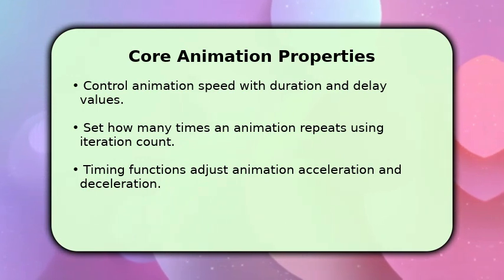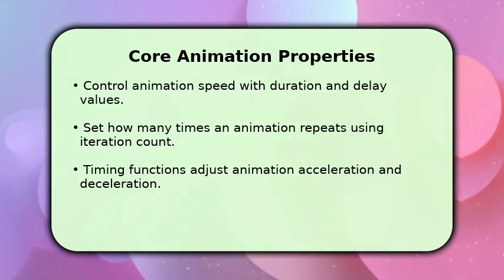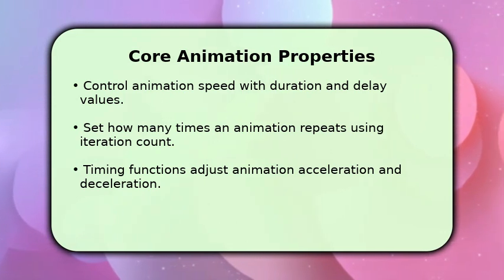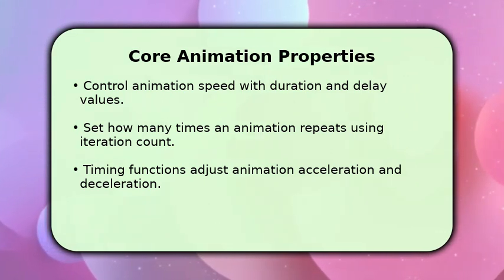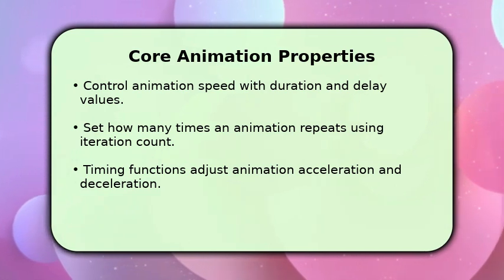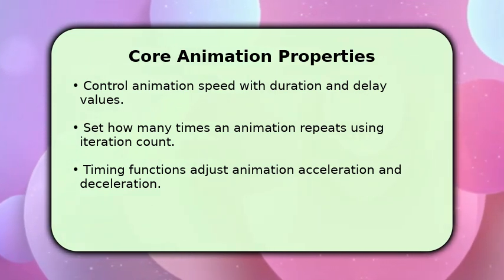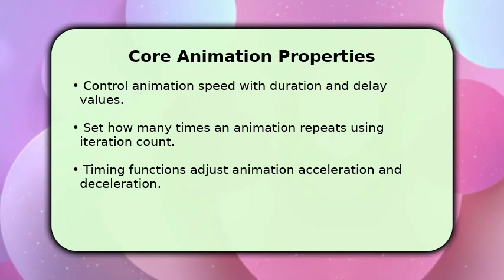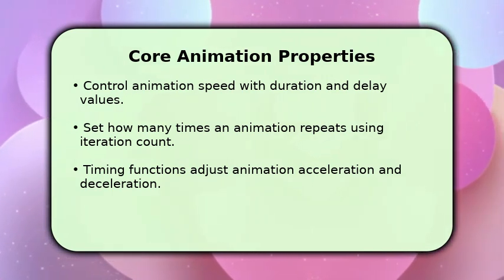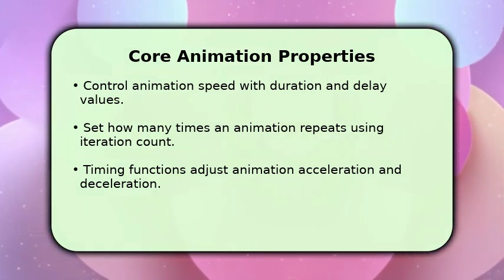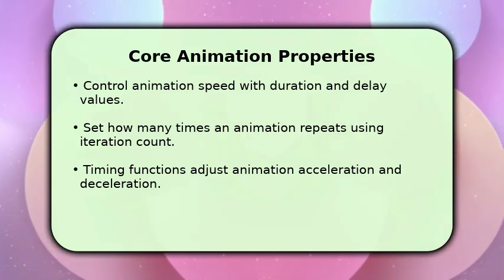Now, let's explore the core properties that give you fine-tuned control over your animations. We'll cover animation duration to set how long an animation runs, and animation delay to specify when it starts. You'll also learn about animation iteration count for repetitions and animation direction for playback. Finally, we'll look at animation timing function to control the animation speed curve.